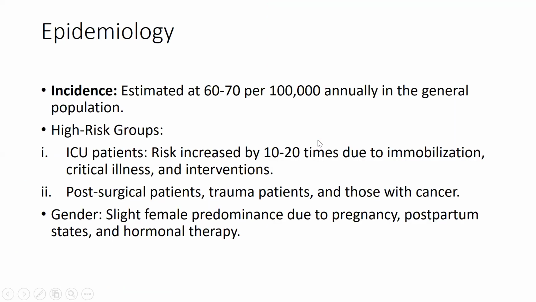It's estimated to occur in around 60 to 70 per 100,000 people annually. Among high-risk patients, such as ICU patients, the risk of pulmonary embolism is increased by 10 to 20 times. This is due to critical illness or injury, immobilization, and the different interventions instituted in our ICU patients. Other high-risk groups are post-surgical patients, like our patient who had a cholecystectomy, trauma patients, and those with cancer.